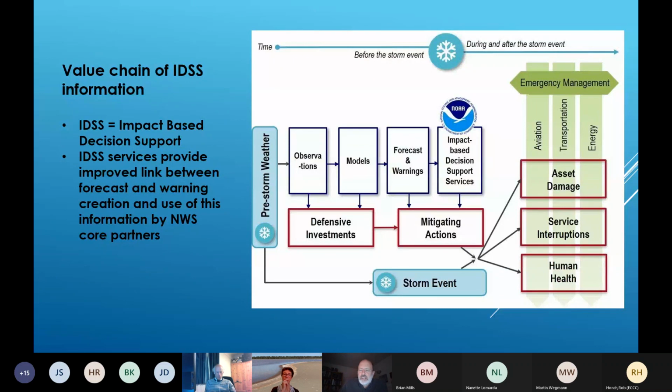So also emphasizing that for any value chain exercise, your entry point can be wherever you want, whether it's starting with observations or starting with valuation. But in this case, we developed a model partly to say, where does IDSS fit in here? And then we looked at the potential economic impact in aviation, transport, and energy of changes in winter storms in the New York City area with and without IDSS.